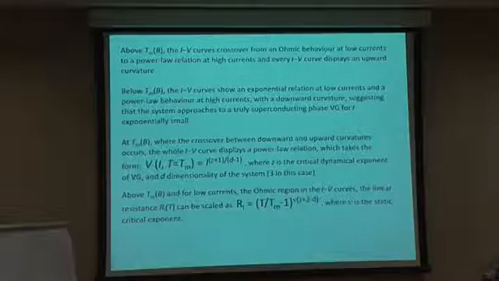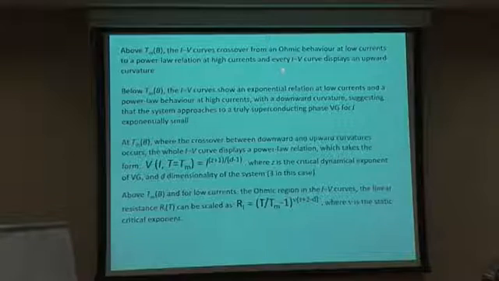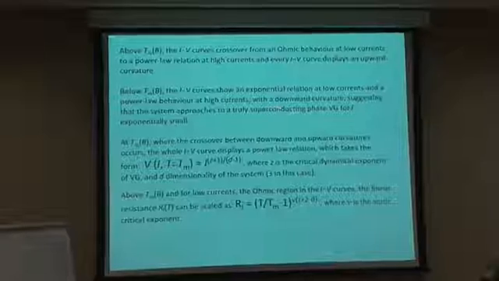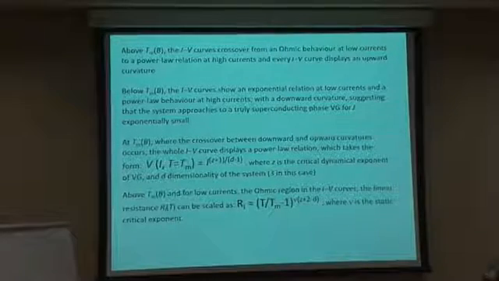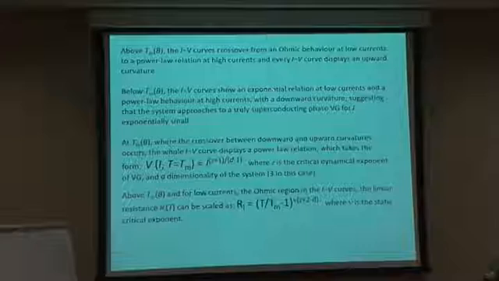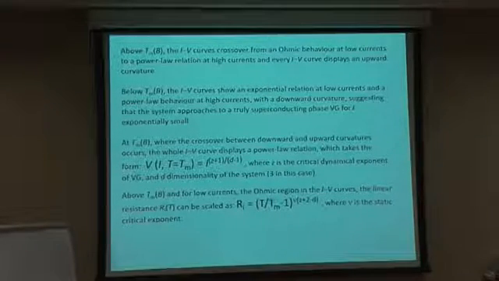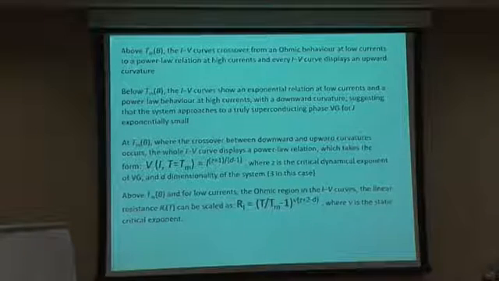What else can we play with this? So above the melting temperature, which is a function of field, we have a crossover from an ohmic behavior at low currents to a power law relation at high currents, and then the IV curve displays an upward curvature. Below the melting temperature, the IV curves show an exponential relation at low current and the power law behavior at high current with a downward curvature, suggesting that the system approaches a truly superconducting vortex glass phase for currents exponentially small.